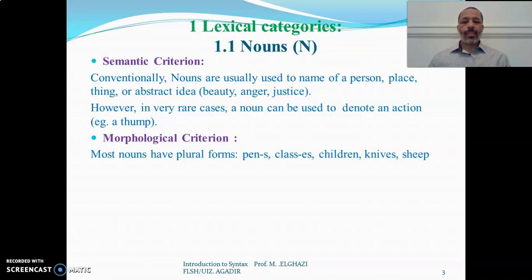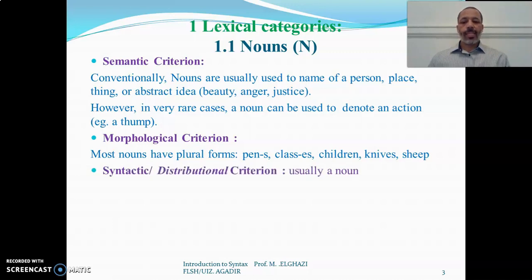The second characteristic of nouns has to do with their morphological specification. Most nouns have plural forms. They inflect for the S of the plural in English. If they are regular, like pen becomes pens, class becomes classes. If the noun is irregular, then the plural becomes irregular, like children, knives, sheep, which has no morphological change.